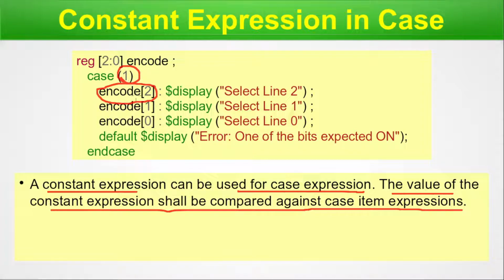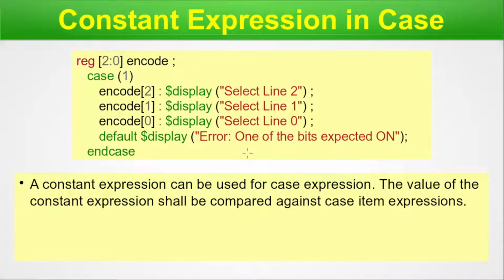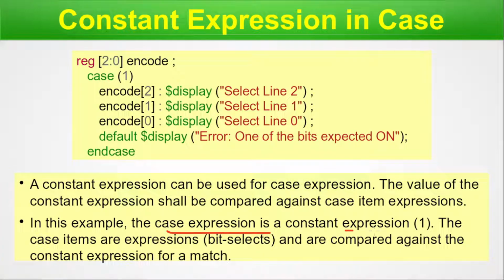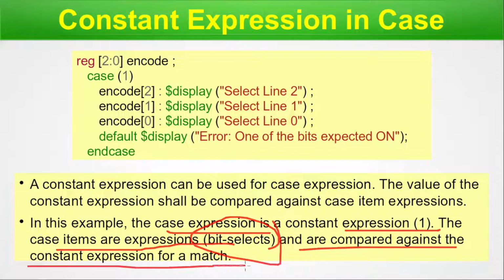However, this one has to be compared with each bit. So this is a single bit, this is a single bit and this is a single bit. This way the constant expression is compared with here. Similar way we can have a constant value and we can also have a concatenated value here. In this example, the case expression has a constant expression 1. The case item expressions, that means bit selects, are compared against the constant expression for a match. So here these bit selects are compared with the constant expression.